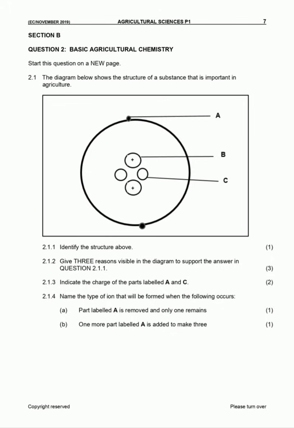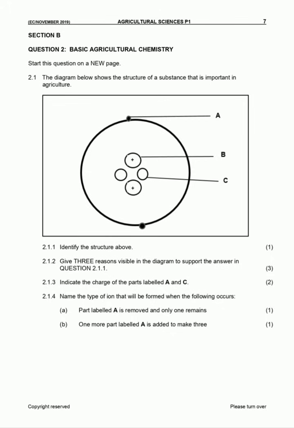Then name the type of ion that will be formed when the following occurs. 1. Part labeled A, the electron, is removed and only 1 remains. What type of ion will be formed? Obviously that takes you back to the ionic bonds and covalent bonds. So now you need to refresh your memory.